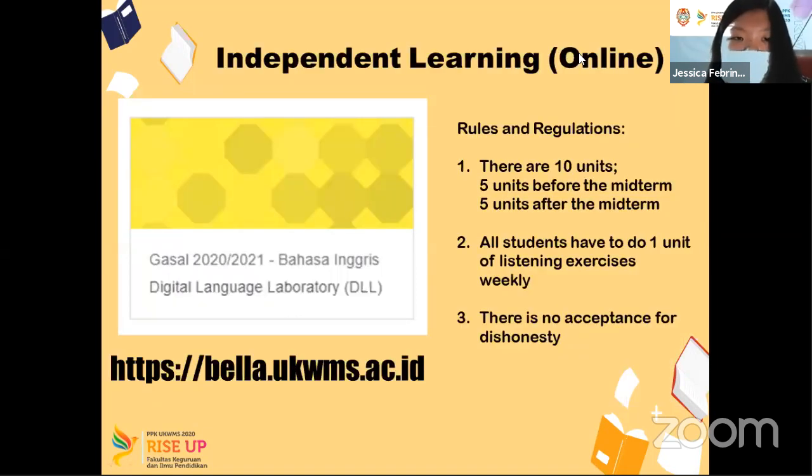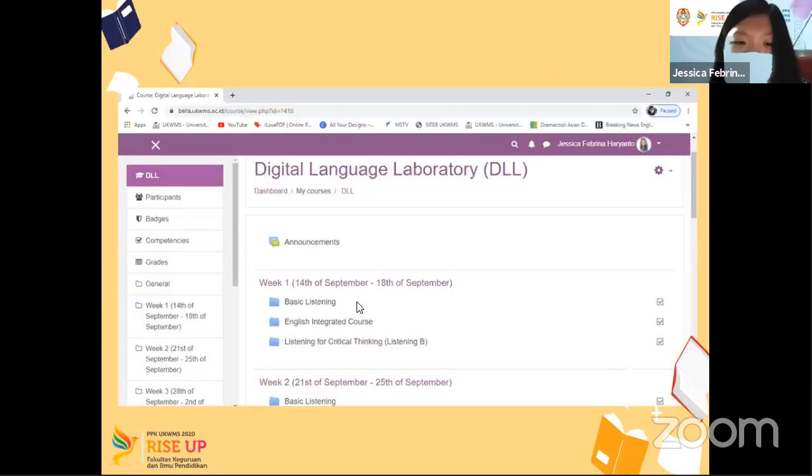All right, I'll show you this. If you open your Bella later, you will find this layout. Each week we will have 3 folders like this. Because in your first semester you will be taking the Basic Listening and English Integrated courses, you will open these 2 folders, all right? Inside the folder there will be some files, whether MP3 or MP4, and you will see some exercises attached there. We will have some explanation again later on to make it more detailed, but this is only a glance of the exercise.